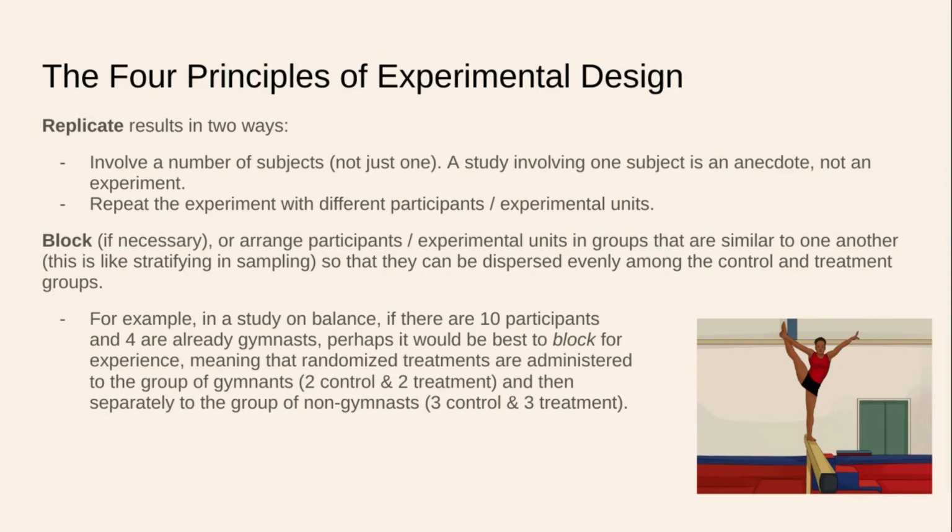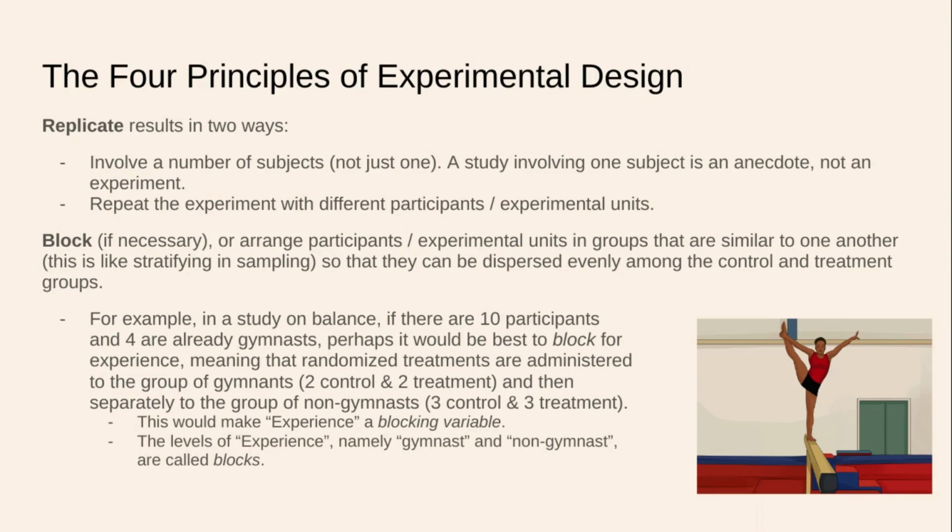That would mean that you randomize treatments that are administered to the group of gymnasts. So we randomly choose 2 for control and 2 for treatment out of the 4. And then separately to the group of non-gymnasts, we randomly assign 3 to control and 3 to treatment. That means that we have the same number of gymnasts and non-gymnasts in each group, control and treatment. So this would make experience a blocking variable that could assume 2 values, either you're a gymnast or you're not. So the levels of experience, gymnast and non-gymnast, are called blocks. And the process in total is called blocking.